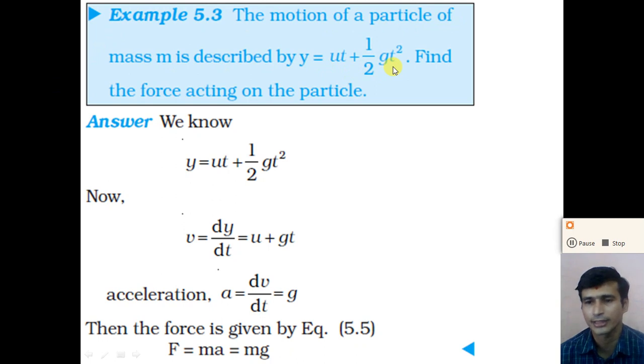Here you know that the second equation of motion is y = ut + 1/2 gt². Find the force acting on the particle. If you want to find the force acting on the particle, we need to find the acceleration, because according to Newton's second law of motion, F = ma. Here m is the mass of the particle and a is the acceleration.